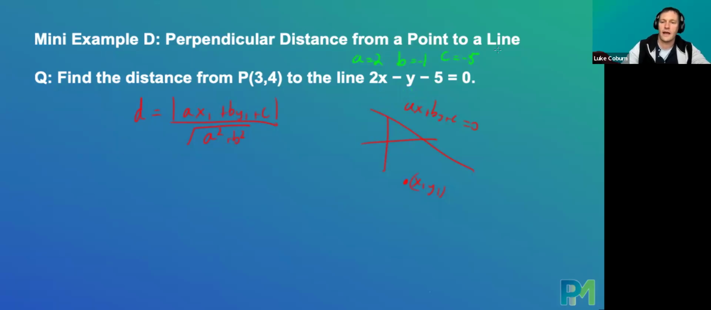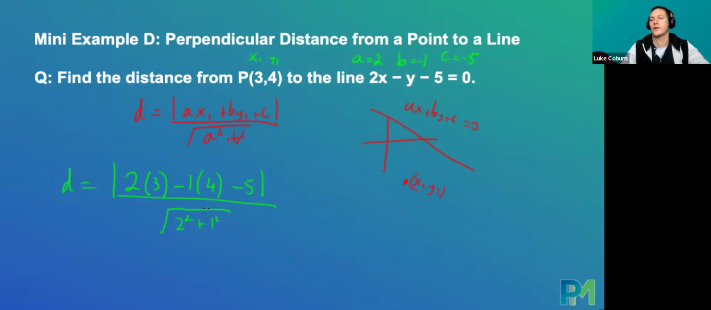And so we have our a, b, and c, and then we have our x1 and y1. So this is our x1 and y1. D is now equal to, I'm just going to read it off, 2 times 3 plus b, which is minus 1, times 4, minus 5, all over the square root of a squared plus b squared, which is 2 squared plus 1 squared. I don't care about the signs because I'm squaring everything, so I can just drop the sign as soon as I'm squaring things. The absolute value of 6 minus 9, all over the square root of 5.